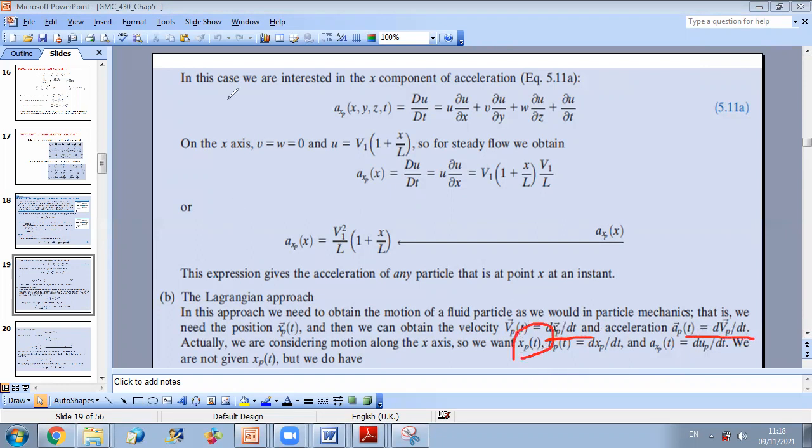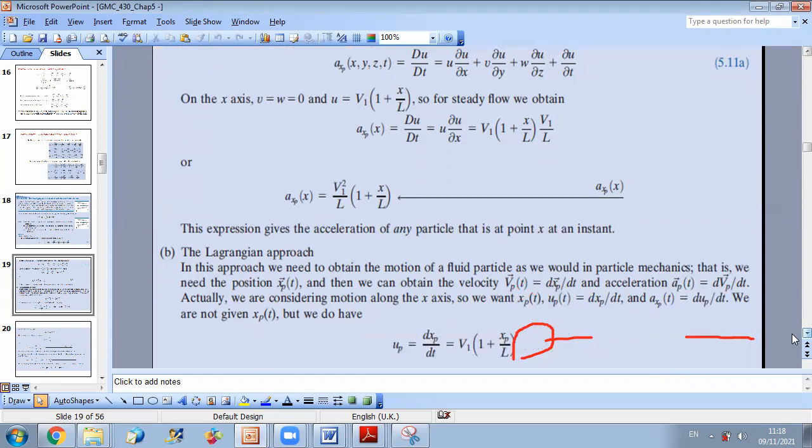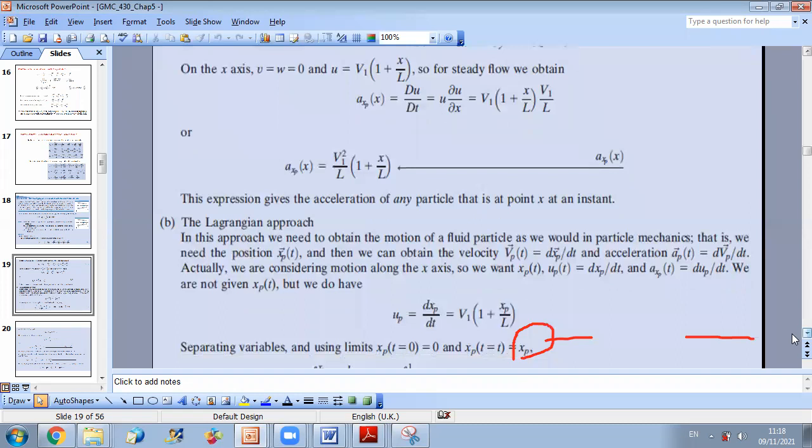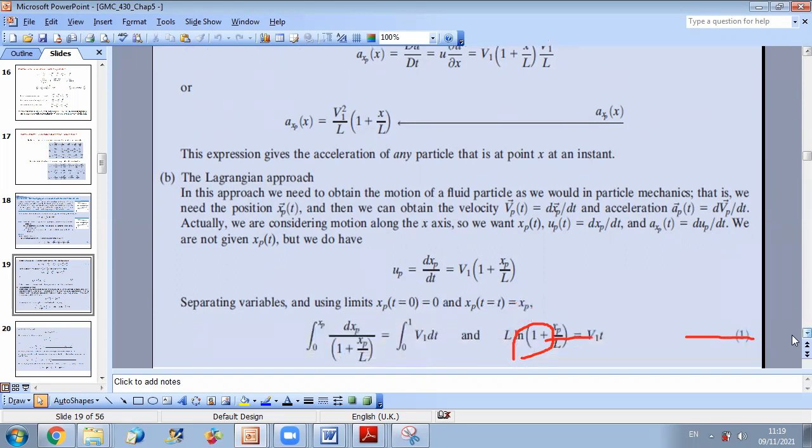Now, to get x function of time, we'll use the differential equation that U is dx by dt, okay? Now, we need boundary conditions to do the integral procedure. So we can consider that at t equals 0, we will consider the particle which was at x equals 0 at t equals 0, okay? And want to find the equation of motion of this particle.